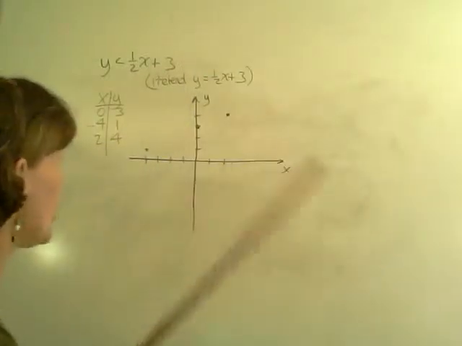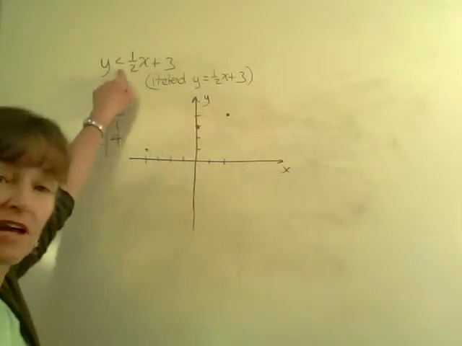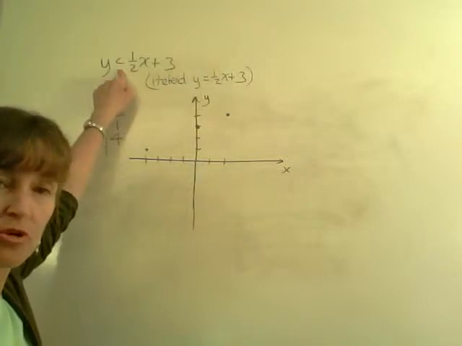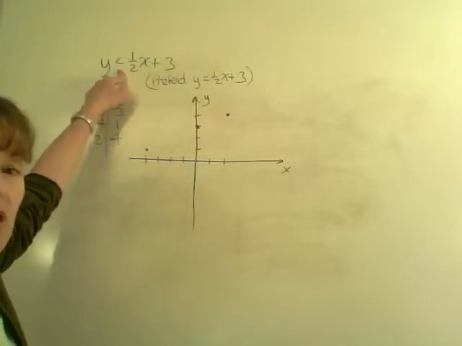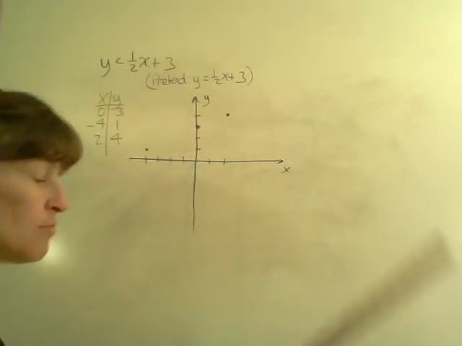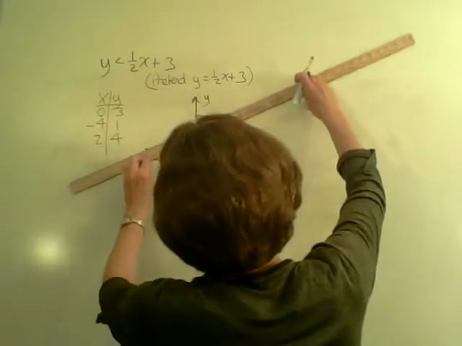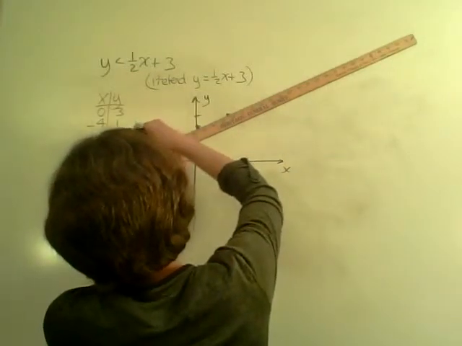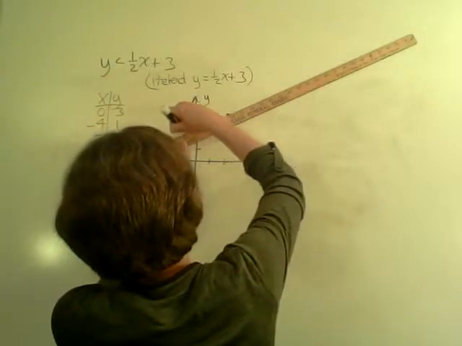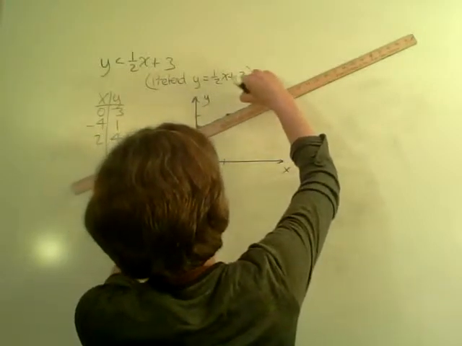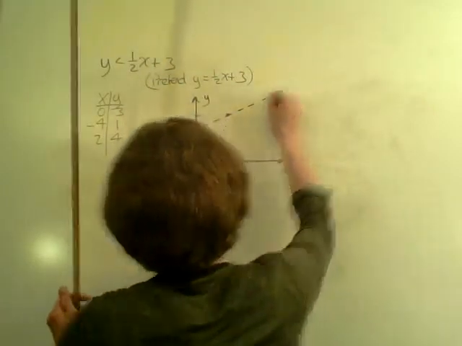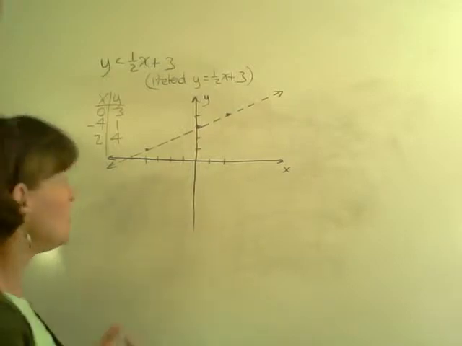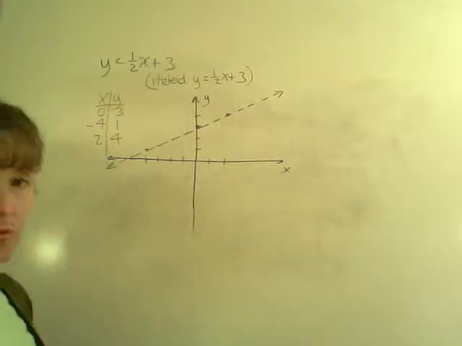Now, when I graph my line, I have to look at the inequality sign to see whether it says less than or less than or equal to. You see, with less than or equal to, the equal implies that this is going to be a solid line. But when the equal sign is absent, it's just going to be a dashed line. So this is going to be a dashed line because there is no equal sign in this problem. So there's my line.